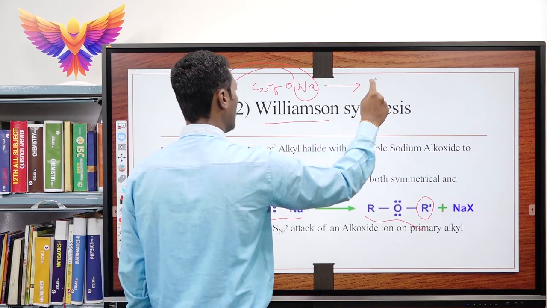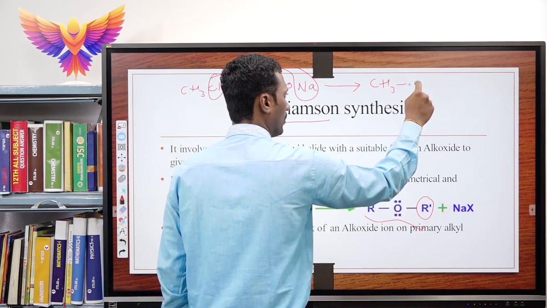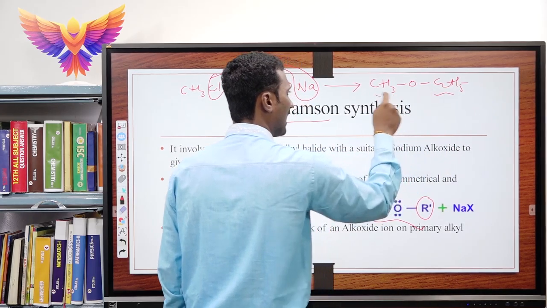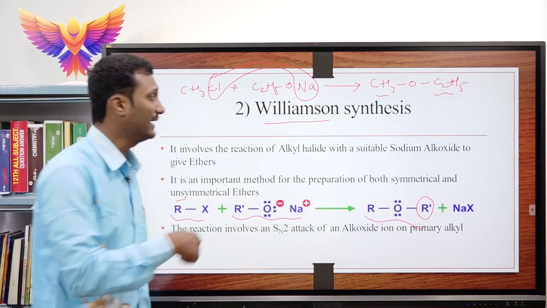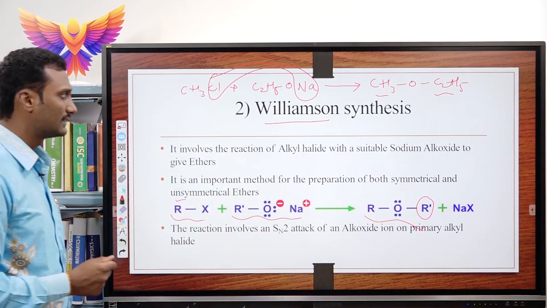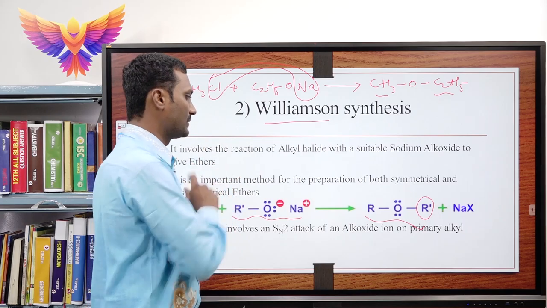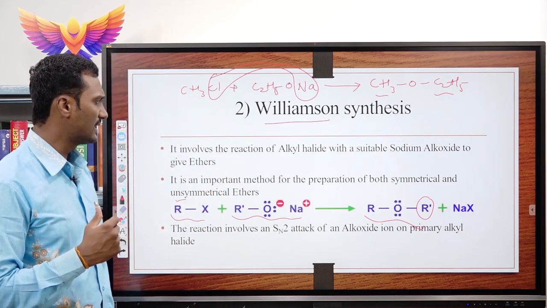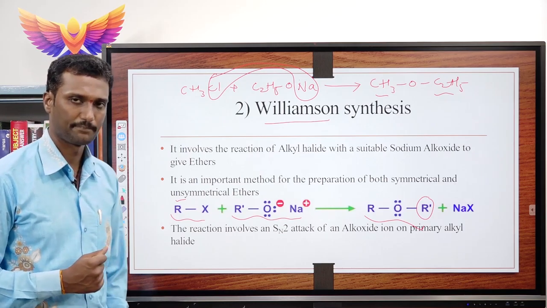And the remaining product, you can observe, is CH3OC2H5. Am I right? So you can observe it is an unsymmetrical ether. There is an ethyl group, there is a methyl group. So it's an unsymmetrical ether that can be prepared by using the Williamson synthesis method. So here also there are some limitations we have.